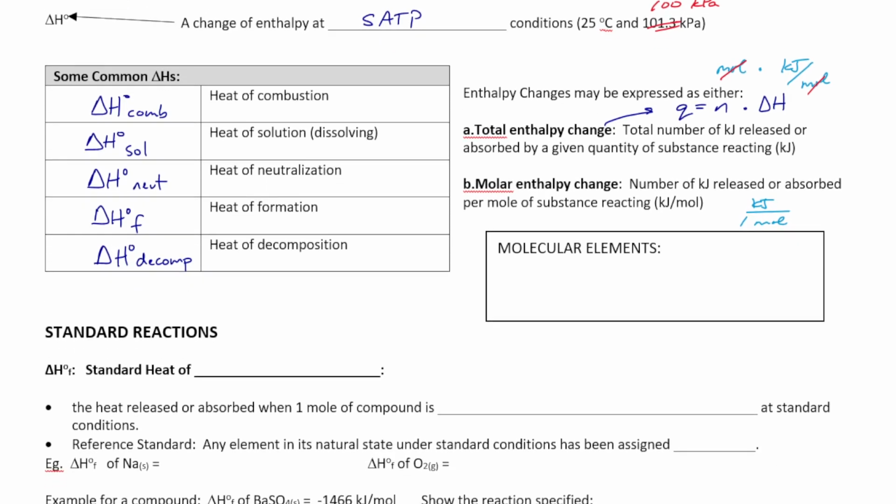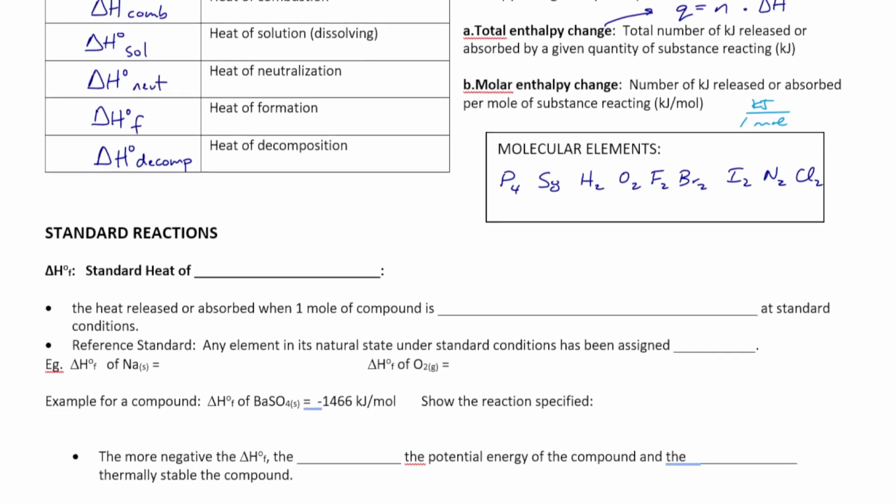As a refresher, we need to remember what our molecular elements are, and I'll explain why we need to remember them in a second. Our molecular elements are P4, S8, H2, O2, F2, Br2, I2, N2, and Cl2. Okay? These elements in their natural state are either diatomic, so they're bonded to themselves, or they're polyatomic, so bonded to several atoms of the same substance.